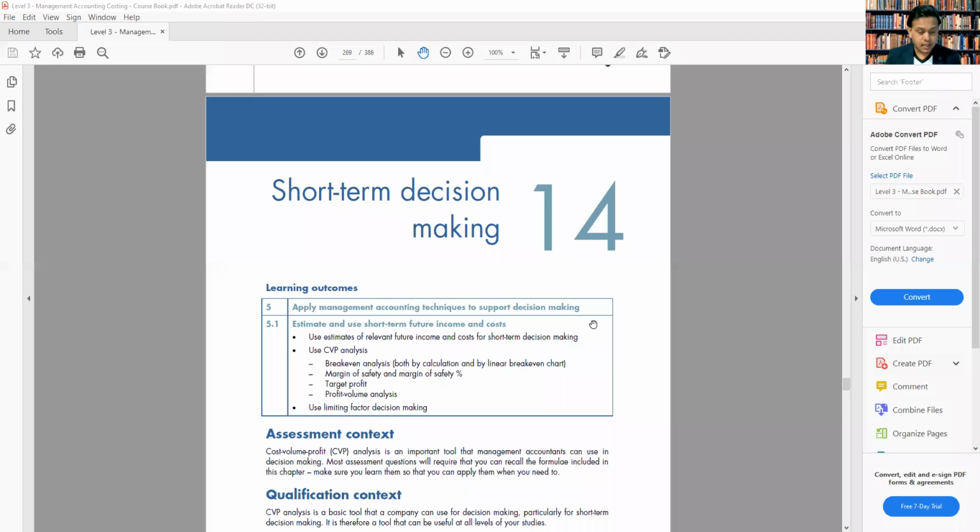All right, so we're going to start from chapter number 14 today. That will be our short-term decision making. And the next chapter will be long-term decision making. So both chapters will be about decision making purposes. Now, when we say decision making, what exactly does that mean?